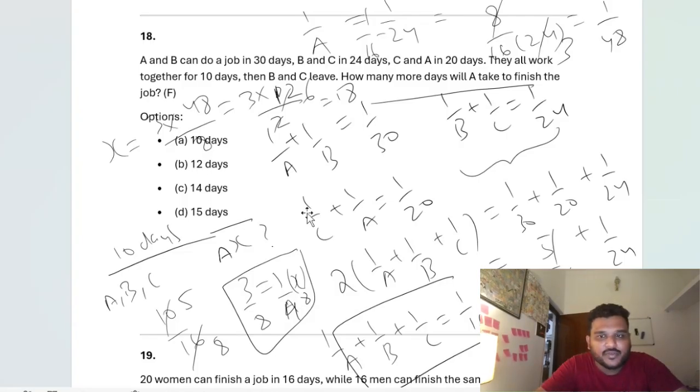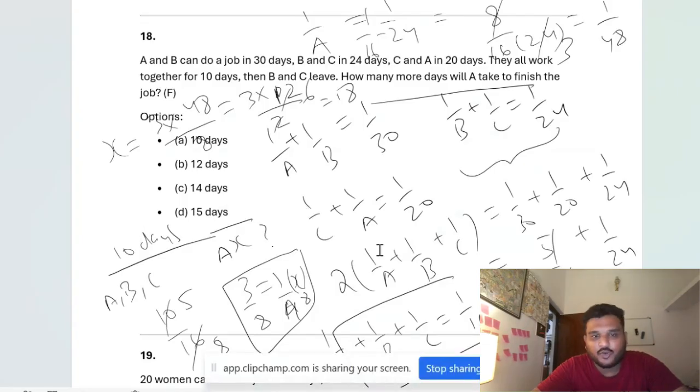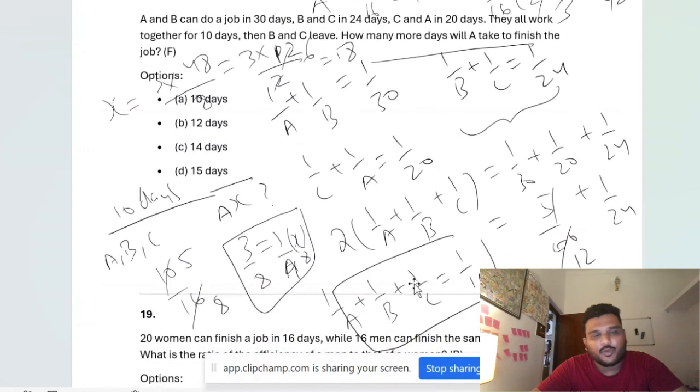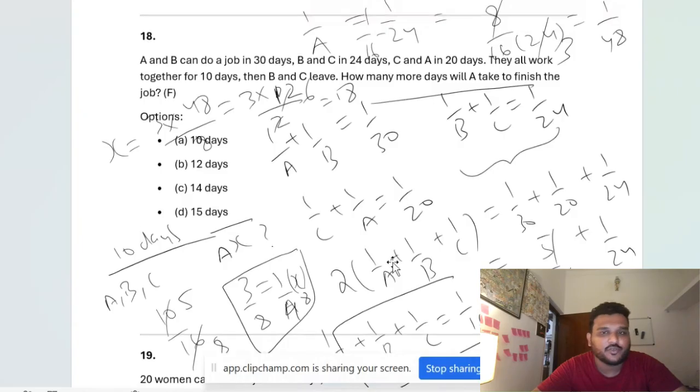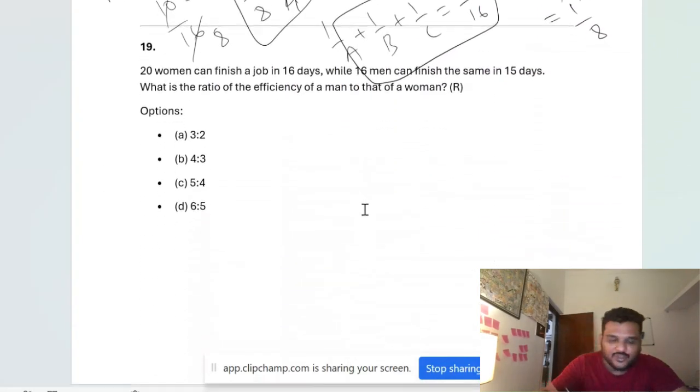Again, not in the options, but this is the right answer. So I guess now you know that options are not correct, but again, you have to be confident about your answer, and this is the correct answer. We could have got confused on how many more days A is taking, but we have taken X as number of more days only. So this is the right answer. Let's go to the second last question.